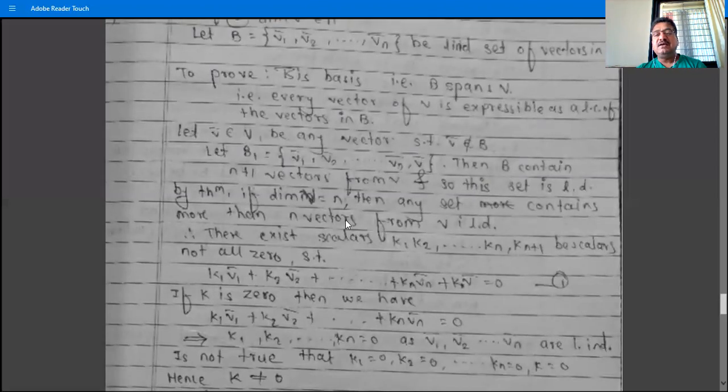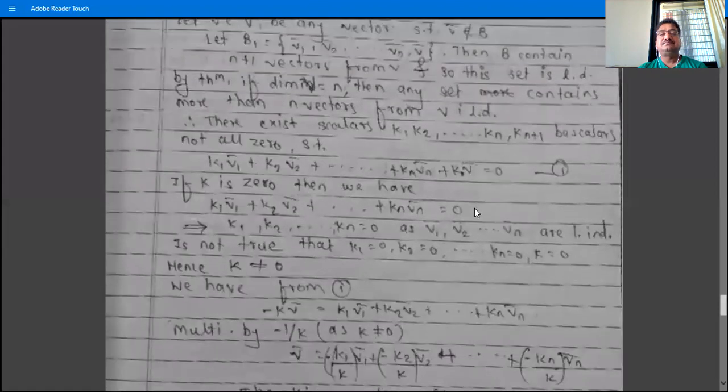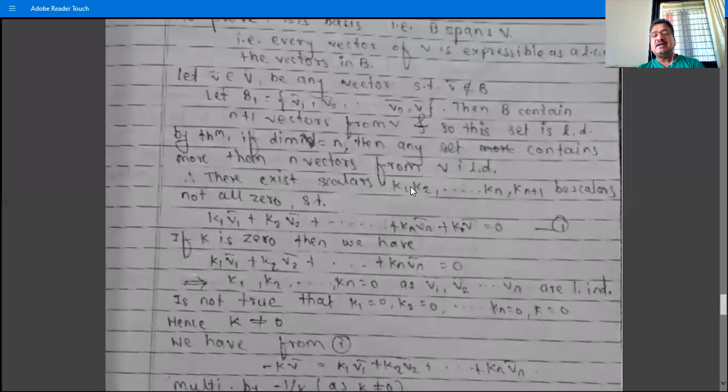If the dimension of V is n, then any set containing more than n vectors from the vector space V is linearly dependent. So this set contains n+1 vectors and the dimension of V is n, therefore B1 is linearly dependent. And therefore there exist scalars k1, k2, ..., kn, k, that is n+1 scalars, not all 0.